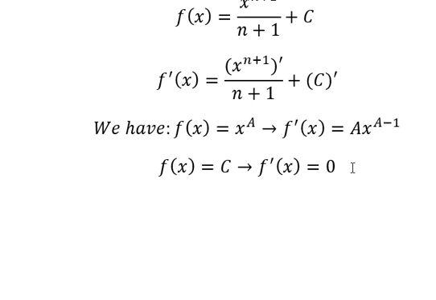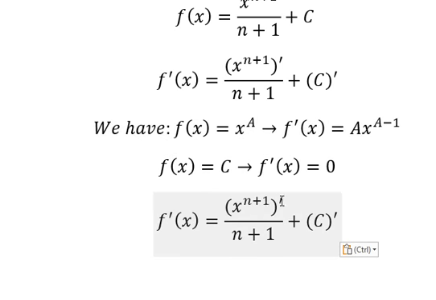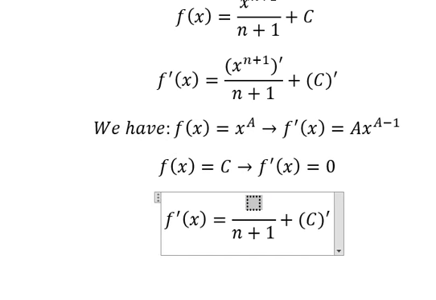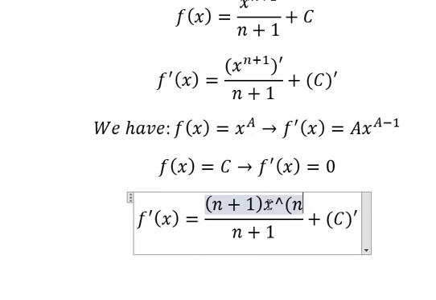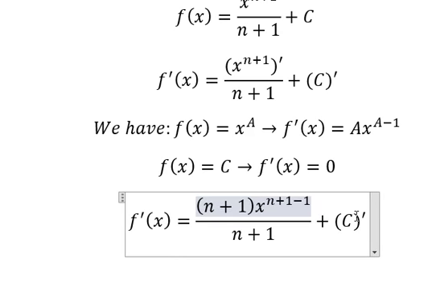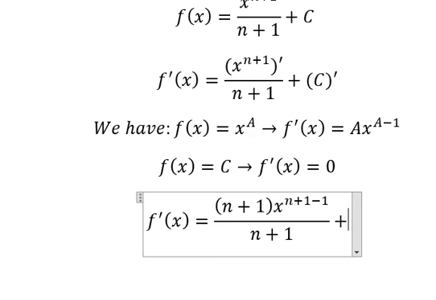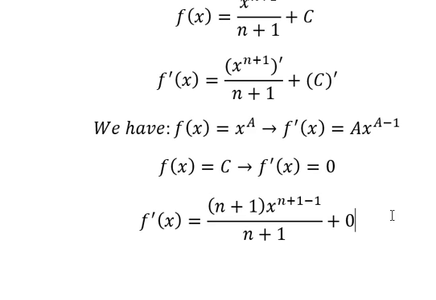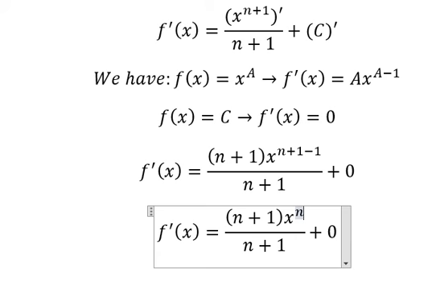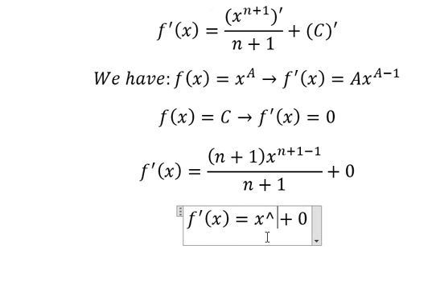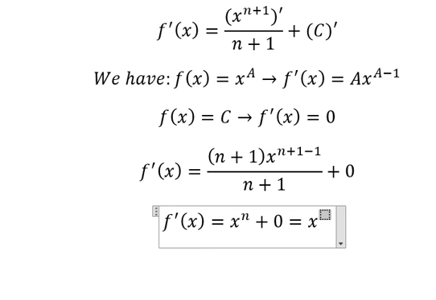Now we apply the formula here. So 1 minus 1 we cancel. N plus 1 divided by n plus 1, we have number 1. And now we have the final answer here.